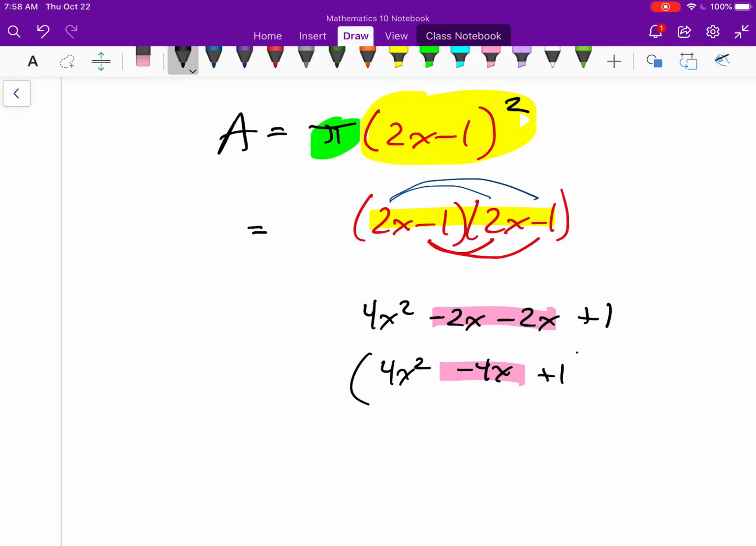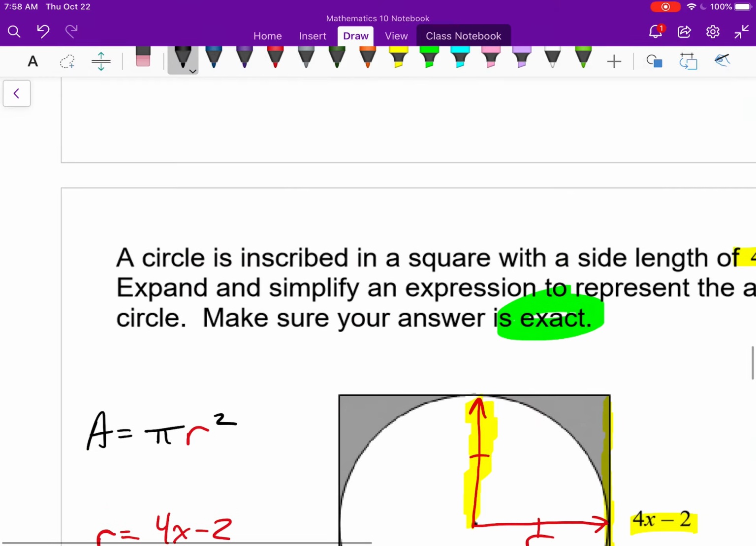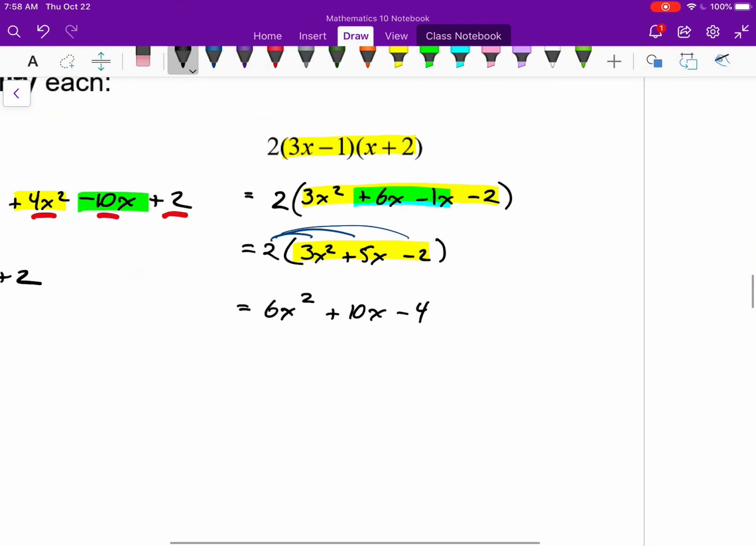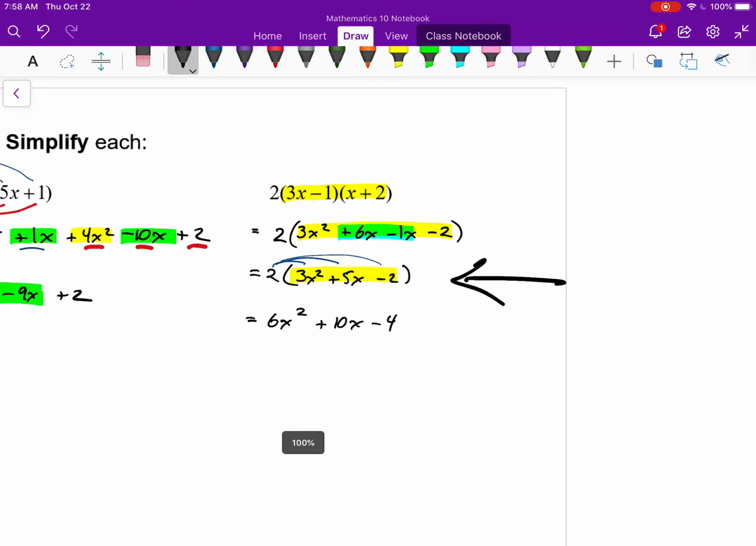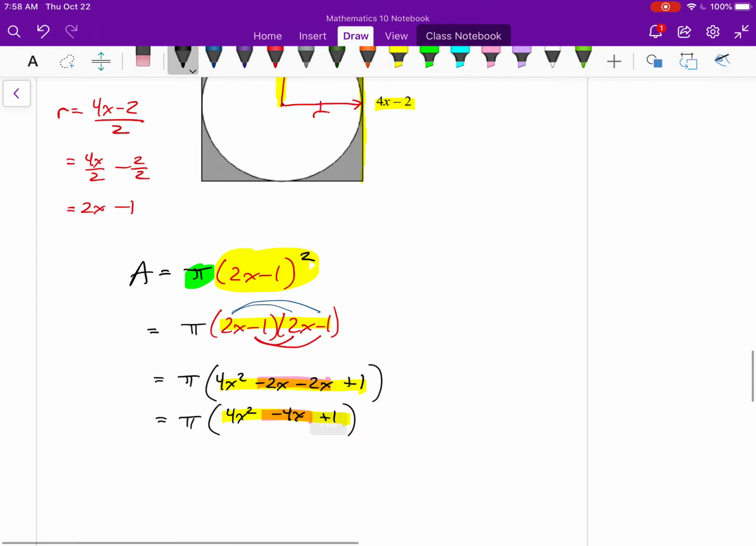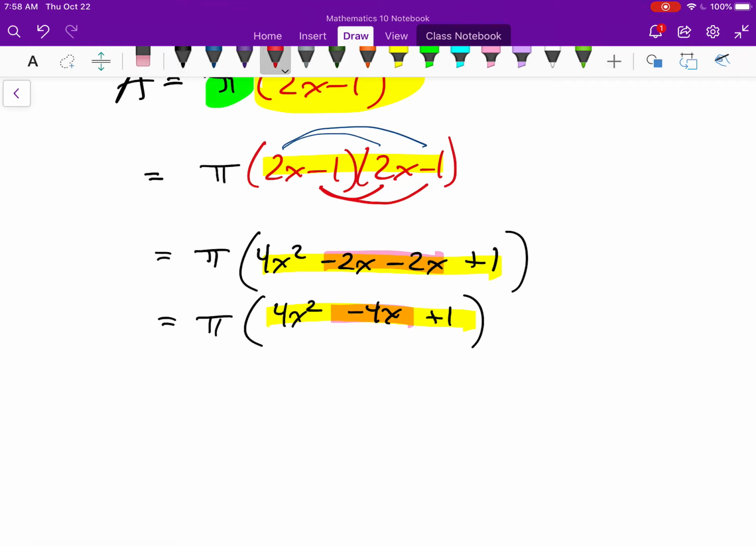Just don't forget, everything you see here is being multiplied by pi. Everything you see here that's highlighted in yellow is equivalent: 2x minus 1 squared, same as what you see below. But it's all multiplied by pi. And having all this multiplied by pi is very similar to the question here, where everything is multiplied by 2. Now, you may like the number 2 more than pi, but they're just numbers. And so in the end, I want to now distribute this pi.